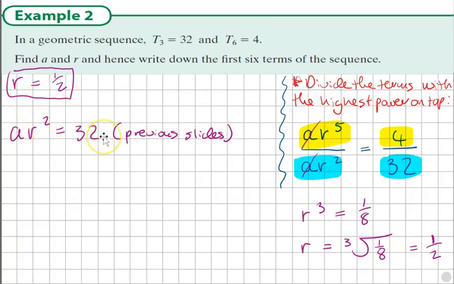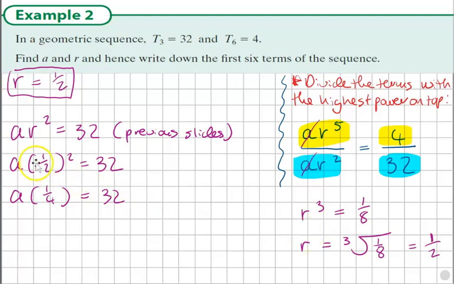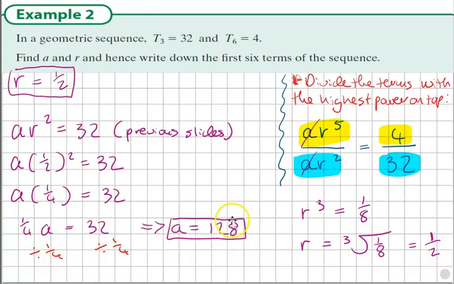So ar squared is equal to 32, so we worked that out on previous slides. Replacing the r with a half, because we know now that the common ratio is a half, we have a times a half squared is equal to 32. A half squared is a quarter, so a times a quarter equals 32. So we get a quarter a equals 32, and dividing both sides by a quarter to solve for a, we get a is equal to 128. So we were asked to find a and find r. We found a to be 128, and we found r to be a half.